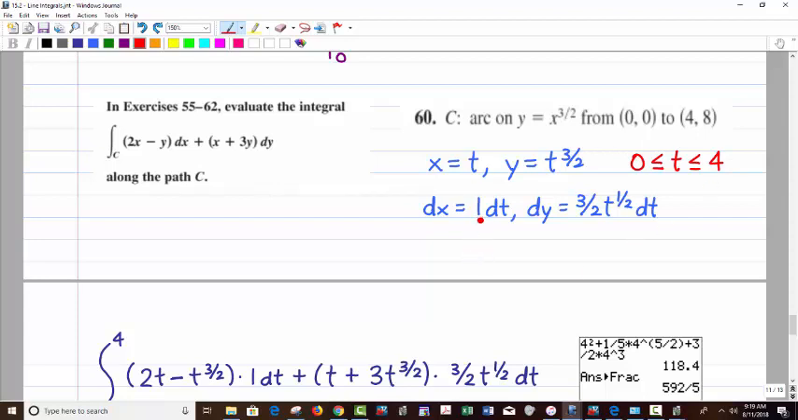So here the derivative is going to be 1 for this one, and it's going to be 3 halves t to the 1 half here. And then we just plug everything into the integral right up here, and we'll see what happens. So x is t, so we have 2t minus the y, which is t to the 3 halves, times that 1 dt, plus the next part, x is t, 3 times t to the 3 halves, and that's multiplied by the derivative of y, which is 3 halves t to the 1 half dt.